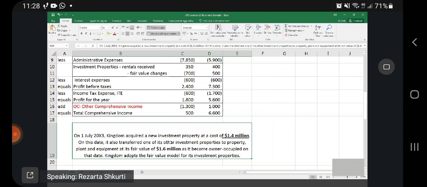On this date, it also transferred one of its investment properties to property, plant and equipment at its fair value, 1.6 million. That is, I have several buildings. At one point, I'm buying new buildings to rent out, and part of the buildings that I'm renting, I'm transferring to the building that I use for my primary purposes. That is the meaning of these movements.